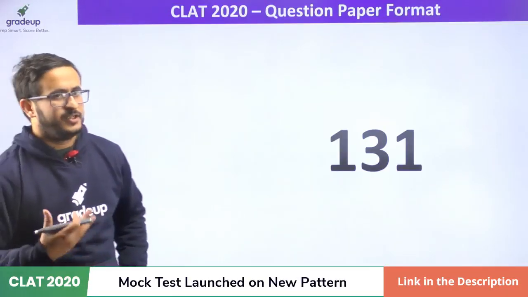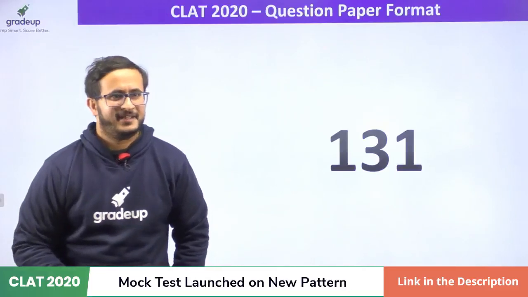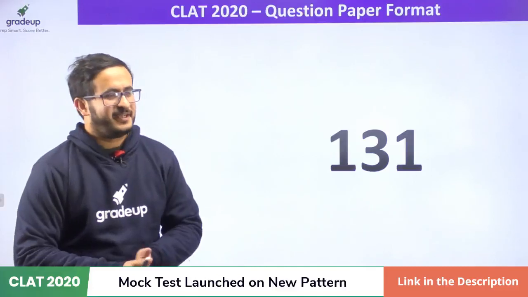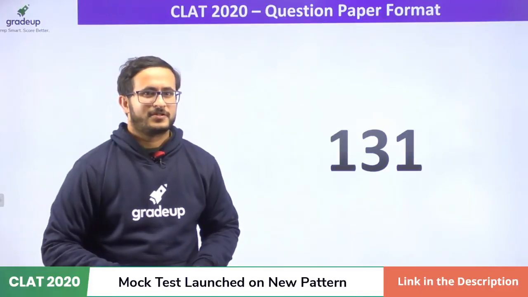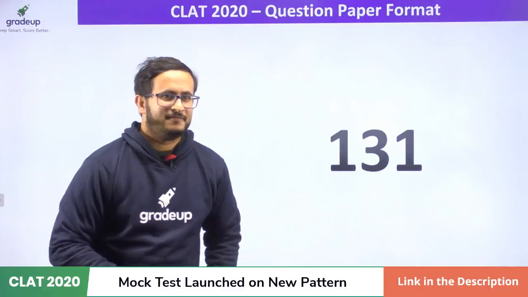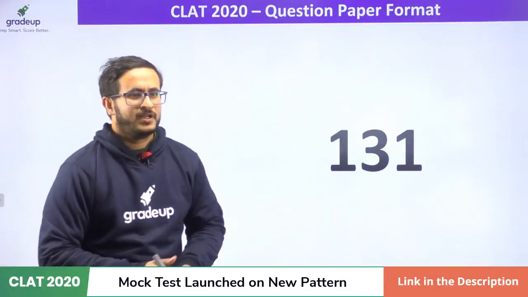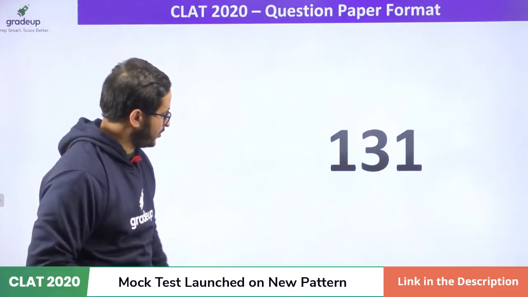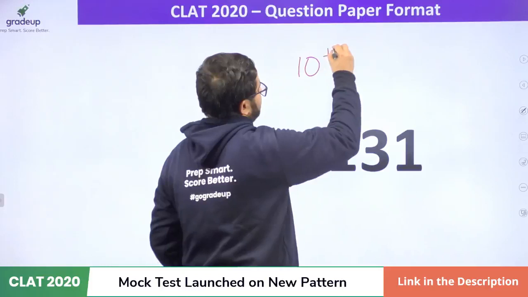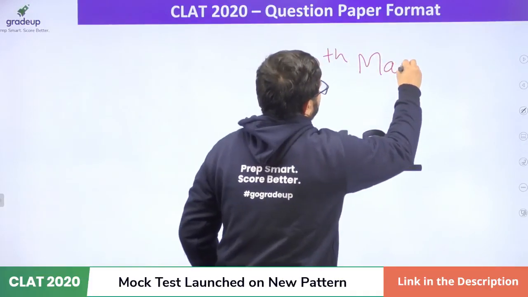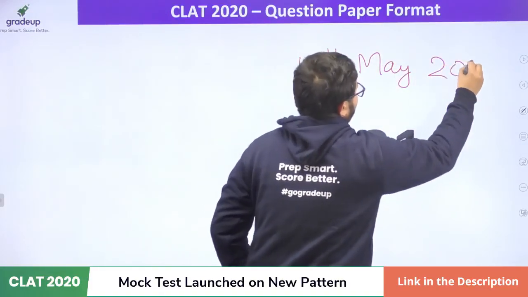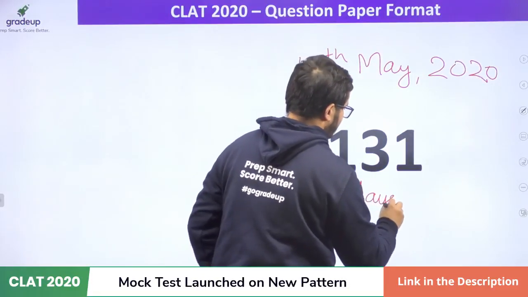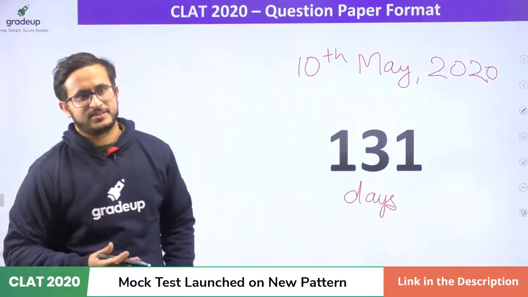with the session. So you see the number 131 here. Can anyone guess what this number signifies? So we have exactly 131 days left from today for the examination CLAT 2020. So the examination is on 10th of May 2020, which is exactly 131 days from today. So you are left with 131 days of preparation.